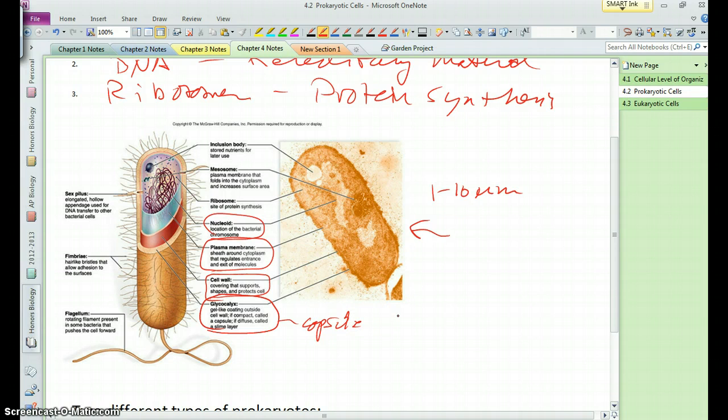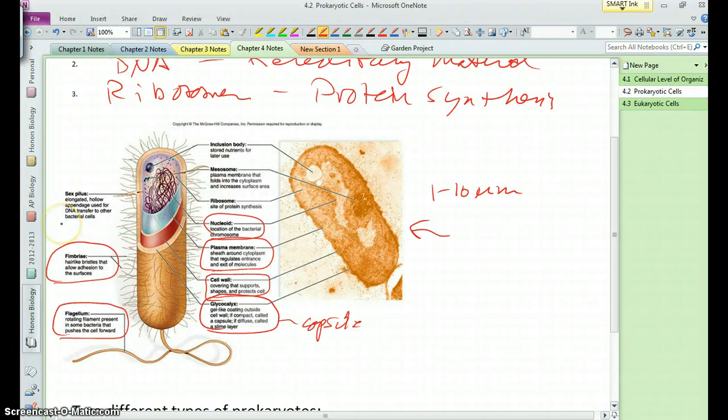If you want to remember it as capsule, that's fine with me. It's a sort of gelatinous, sticky material that protects the cell and helps hold the cell in place wherever it is. In particular, it has some extensions called fimbriae that help hold the cell where it is. We have the flagellum that some bacterial cells have, which is for moving around.